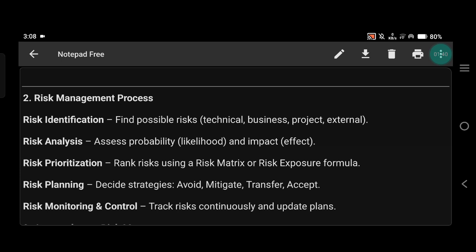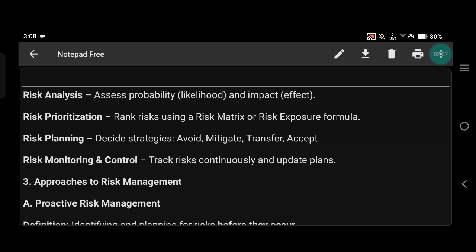Risk management process. Risk identification: find possible risk, technical, business, project, external. Then risk analysis: assess probability, likelihood, and impact effect. Then risk prioritization: rank risk using a risk matrix or risk exposure formula. Then risk planning: decide strategies, avoid, mitigate, transfer, accept. Then risk monitoring and control: track risk continuously and update plans.